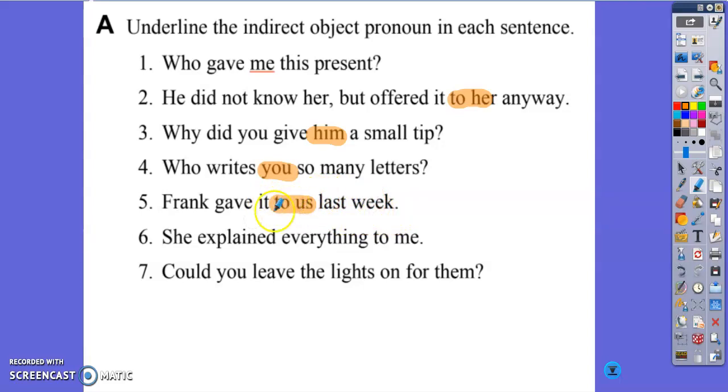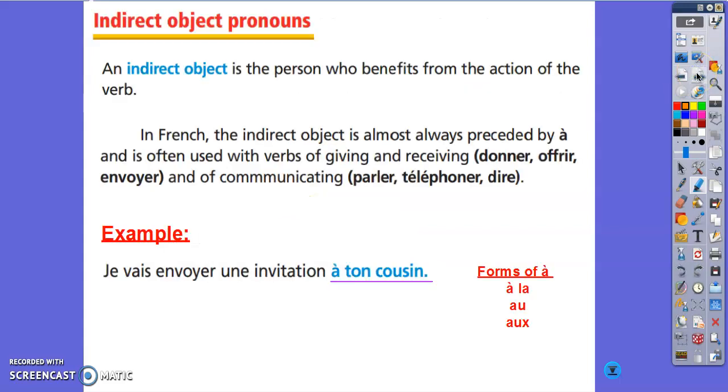To us. Number 6, she explained everything to me. So it was explained to who? To me. And number 7, could you leave the lights on for them? So we're leaving the lights on for who? For them.